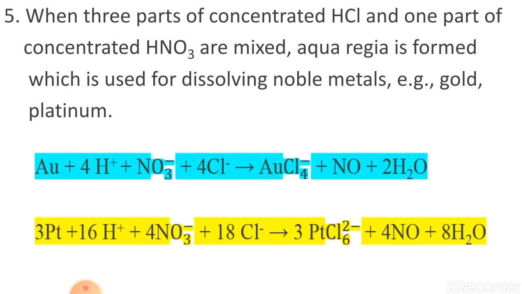So look at the reaction. Maybe this question asks, write the reaction of aqua regia with gold and platinum. Similarly, platinum also reacts with aqua regia. Look at the reaction: 3Pt + 16H+ + 4NO3- + 18Cl- gives 3PtCl6 2- + 4NO + 8H2O. Look here, both have produced NO gas when reacting with aqua regia. So this is also important for board examinations.